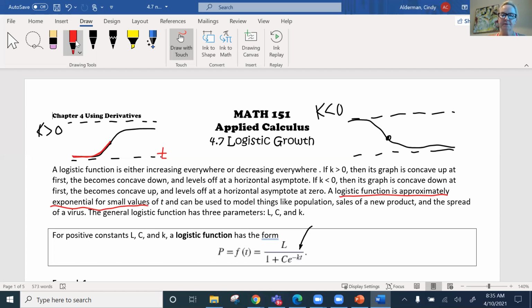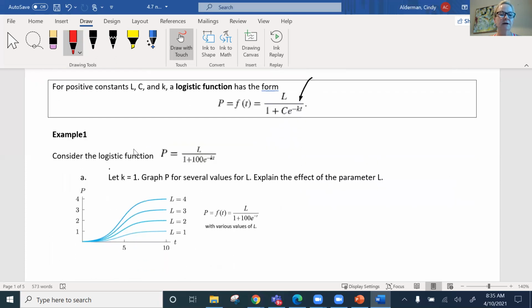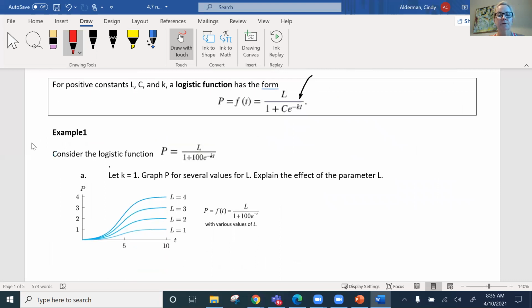It has 3 parameters, so 3 things that will make it look different on the graph. If you change an L value, that's the numerator. If you change the C value, and also if you change the K value. So we're going to take a look at those 3 parameters and how they would change a logistic graph. So here is the standard form again listed for you here.